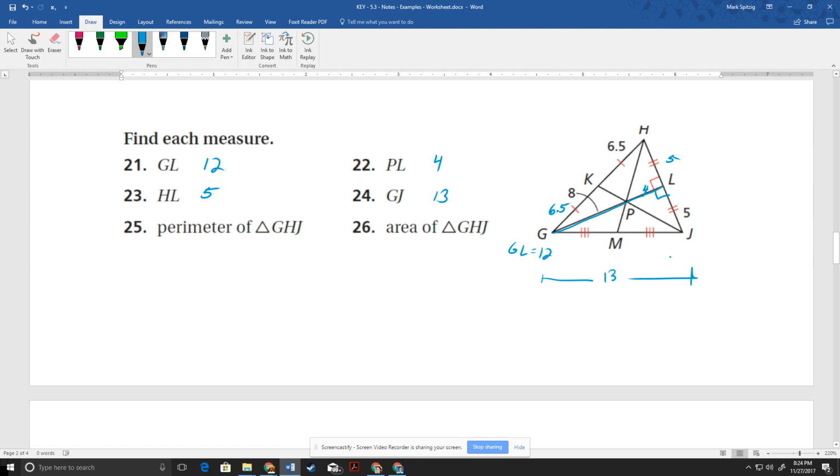And then it asked me for the perimeter. Well, that's just going to be 13 plus 13 plus 10, right? 36. And the area, so we know the area is going to be, and again, I could just write that's 13 plus 10.